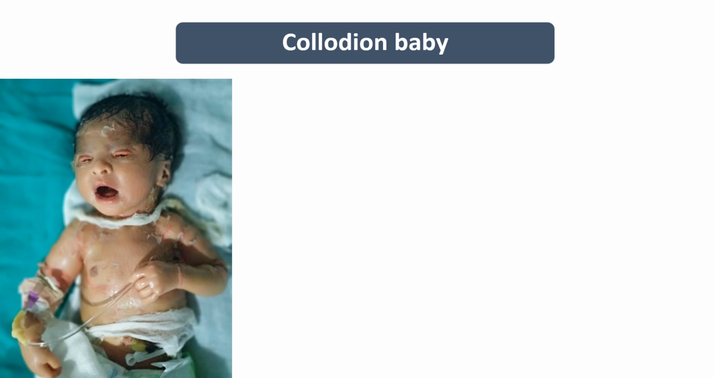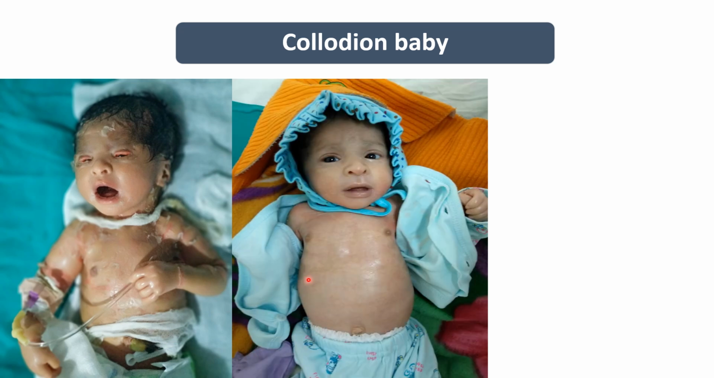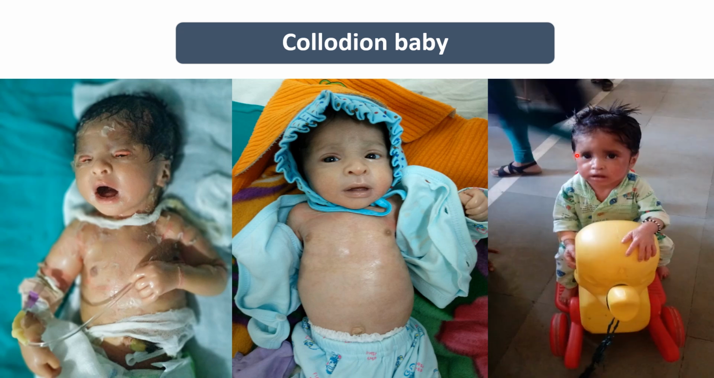So this is the image of the newborn at the time of birth, having the white taut-like membrane covering the whole body. Now this is the image at the age of 2 to 3 months, and this is the image of the same baby at the age of 1 year. So if this condition is mild, then the baby can have a good prognosis. If it is severe, for example Harlequin ichthyosis, then the prognosis is very bad.